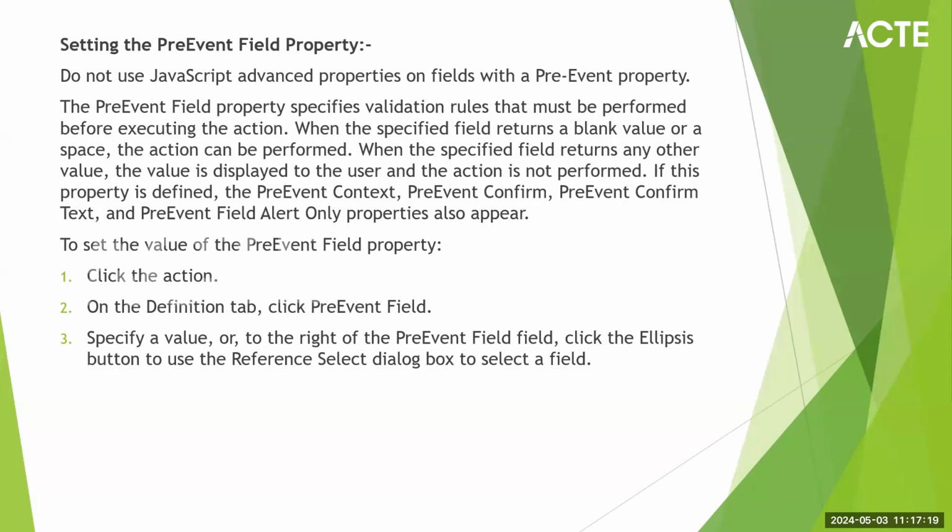If the property is defined, the context, pre-event confirm, pre-event confirm text or field only properties will appear. For example, how to set it? Click on the action, and on the definition tab, click on the pre-event field and specify a value. If you want to display any particular value, you can specify it here, or else you can map a particular field which is already created or in existence.